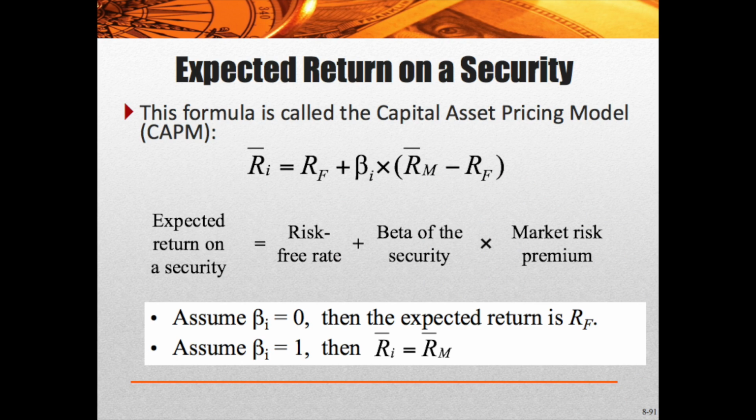So let's take that one step further and go to the expected return on a security. This formula is called the capital asset pricing model. The expected return on a security is the risk-free rate plus the beta of the security, beta sub I, times the market risk premium, or the return on the market minus the risk-free rate. And so if beta was 0, then the expected return would be the risk-free rate. 0 times the market risk premium would be 0, and the risk-free rate would be the answer. However, if the market beta is 1, then the return of the security equals the return on the market. And I gave you a quick example of that calculation previously.